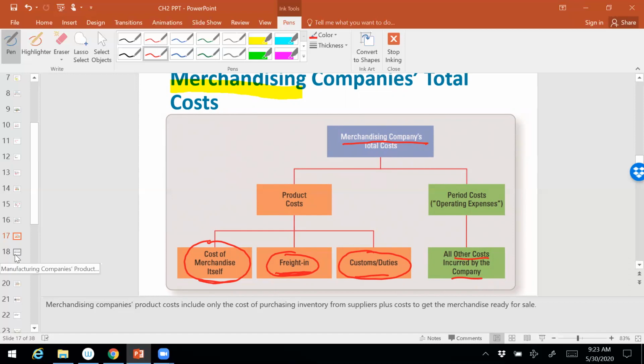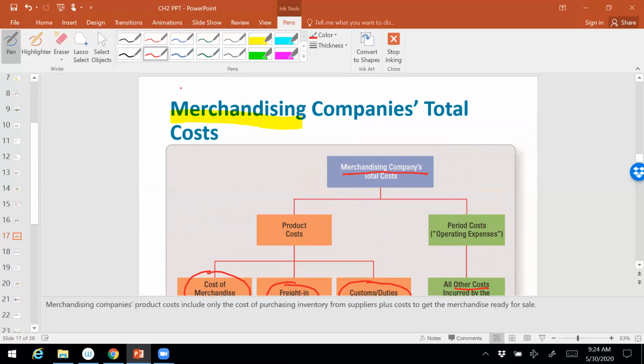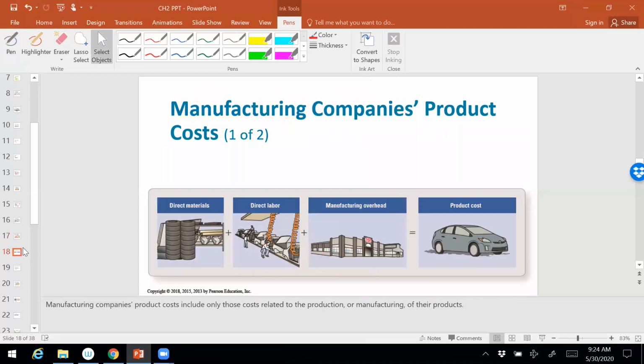Next one, we said, hey, why do we go to merchandising first? Why is there no service company, right? You said there are three types. So how about the service company? We didn't go to the service company. Why? You tell me why. I put it here. For a service company, all of the costs will be period cost. Why? Because there is no inventory, there is no production, there is no purchase of inventory. So all of the costs in service will be period cost. Merchandising has product cost and period cost. Service company, all of the costs will be period cost.